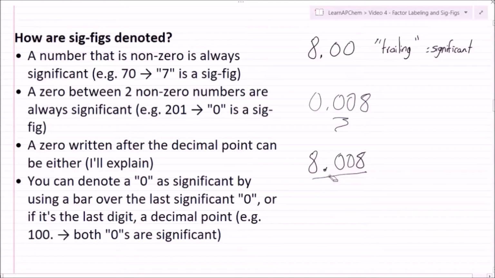Now you can denote a zero as significant by using a bar over the last significant zero, if that's the last digit, or a decimal point, if it is the last digit. So here, if I had the number 100, and I wanted to denote that this zero was significant, I would just put a bar over it. If I wanted to denote that this one was also significant, I could put a bar over it, or I could just write a period.